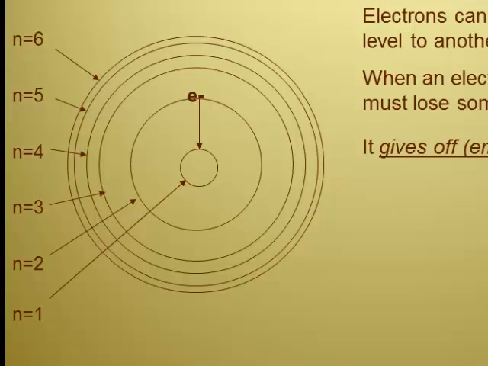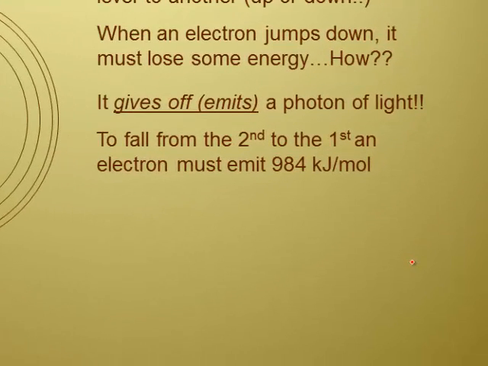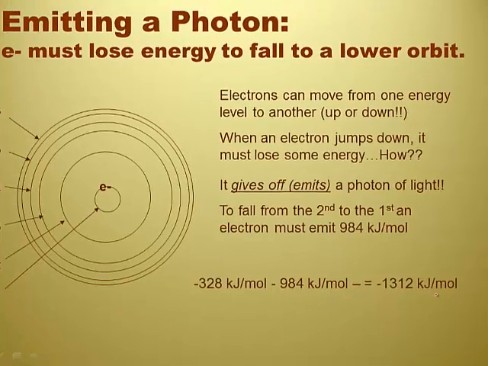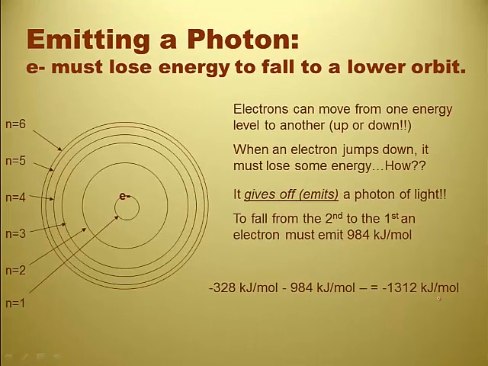But it's going to give off that amount of energy and fall down to whatever energy level it wants to below it. Now, the amount that it falls has to be equal to the amount of energy that it loses. So in this particular case, the electron must lose 984 kilojoules per mole in order to fall down to the first energy level. You can see my math there to back that up.